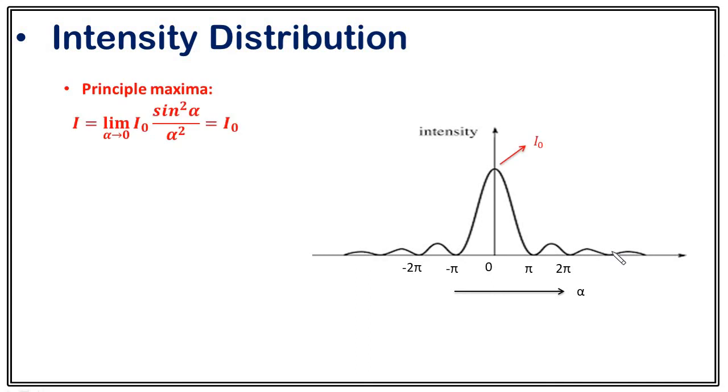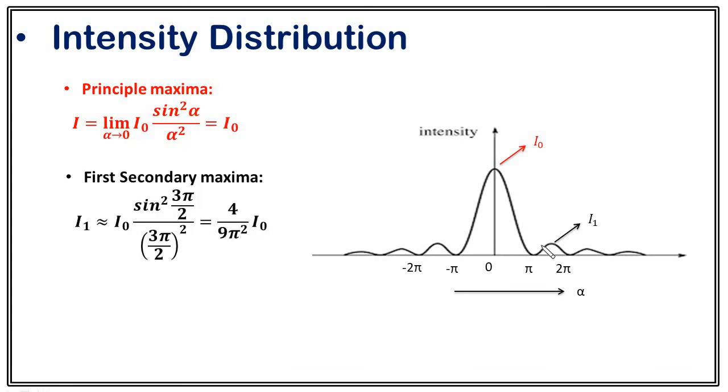Okay, this very center one is called the principal maxima, and its amplitude will be equal to I naught, and we know that I naught is proportional to a square, that is, the square of the slit width. So the larger the slit, the more the principal maxima intensity will be.